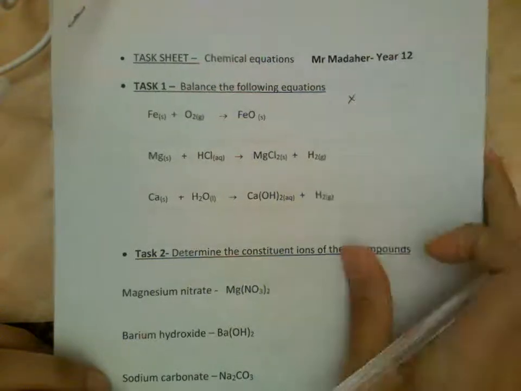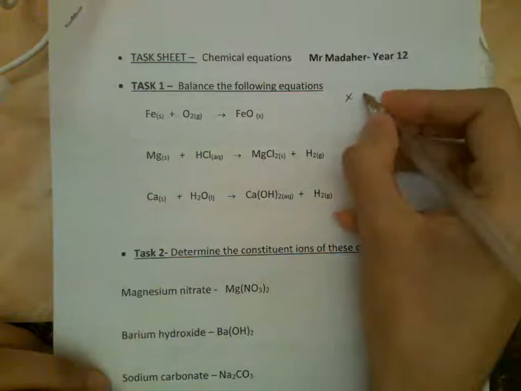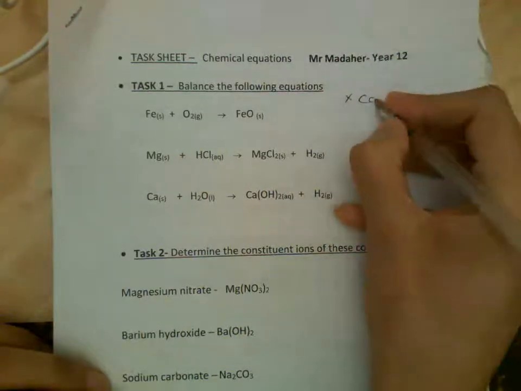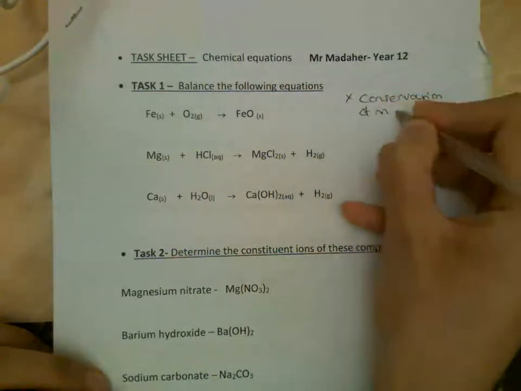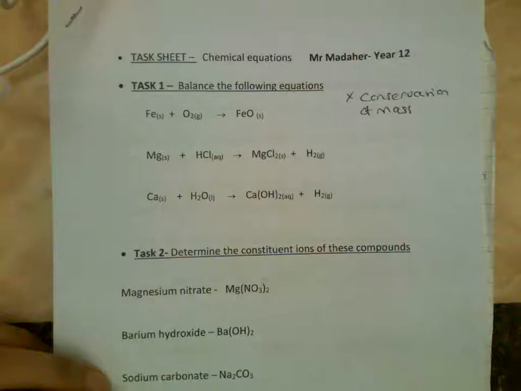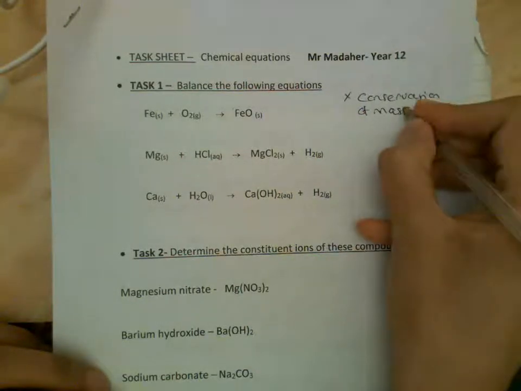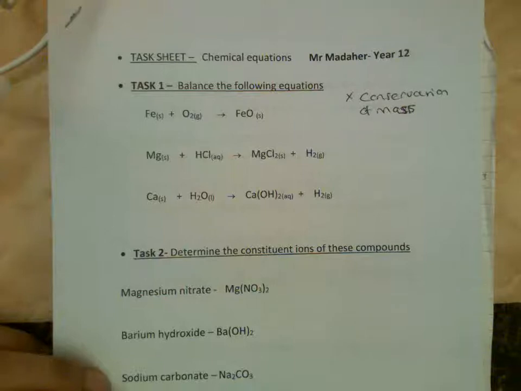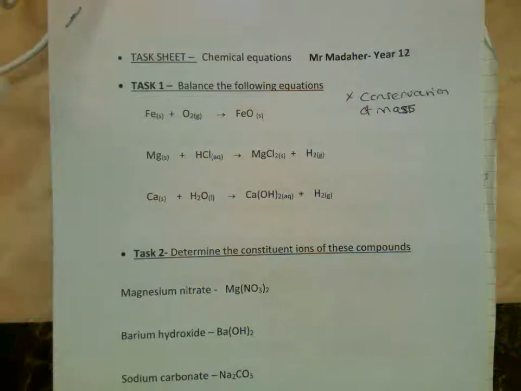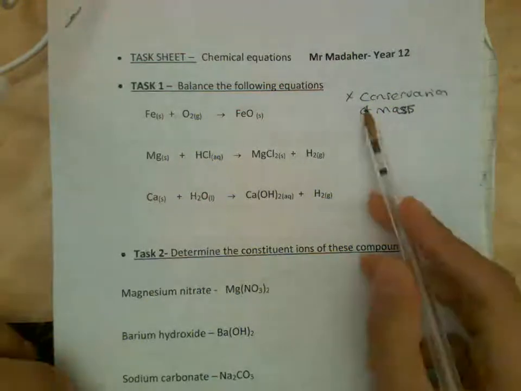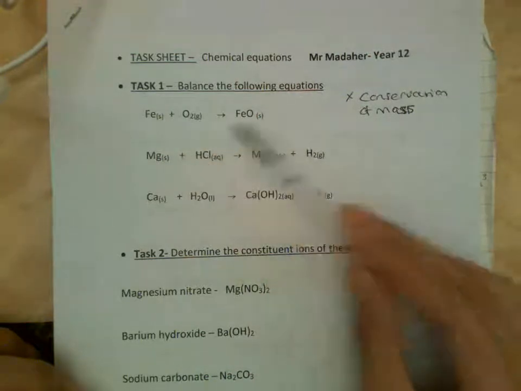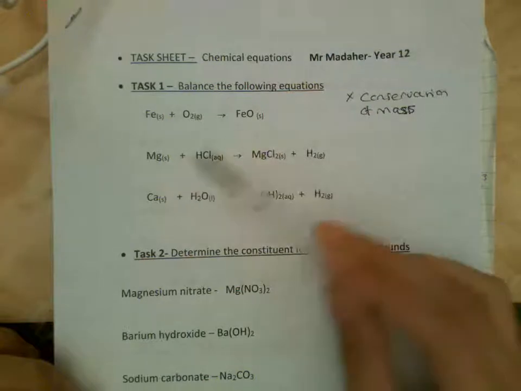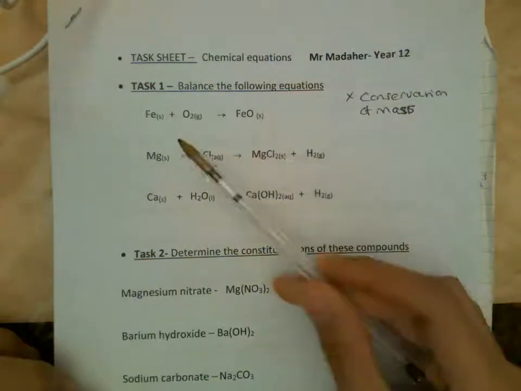The reason we have to balance equations is due to a law called the conservation of mass. All the conservation of mass states, essentially, is that mass cannot be created, nor can it be destroyed. So if mass cannot be created or destroyed, the number of atoms or ions of each element has to be equal on each side. Okay, so let's have a look at the first one.